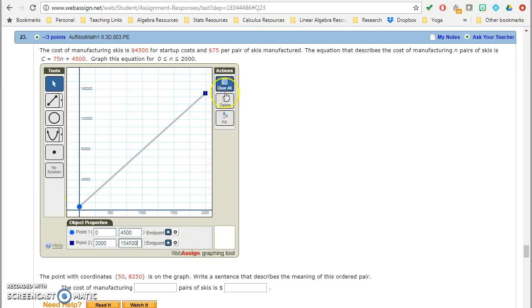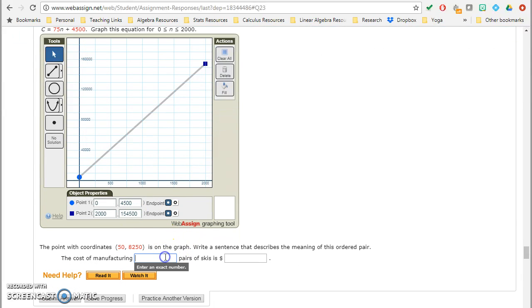Now I have a line segment that looks exactly like my graph did before, but it starts at 0 skis, it ends at 2,000 skis. So my domain is correct from 0 to 2,000, and now my range, I can actually see it, is from 4,500 to 154,500.